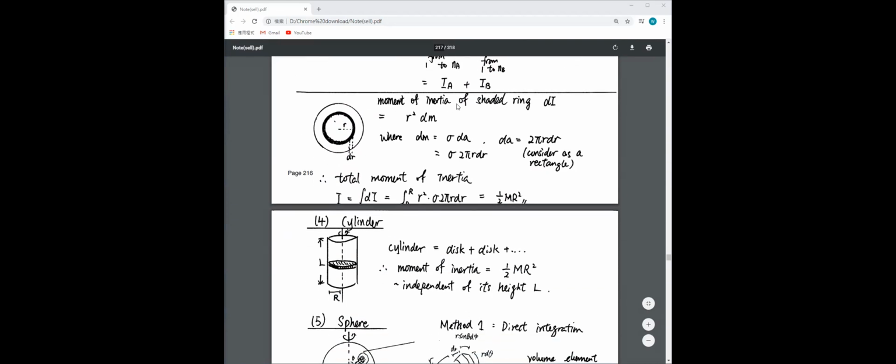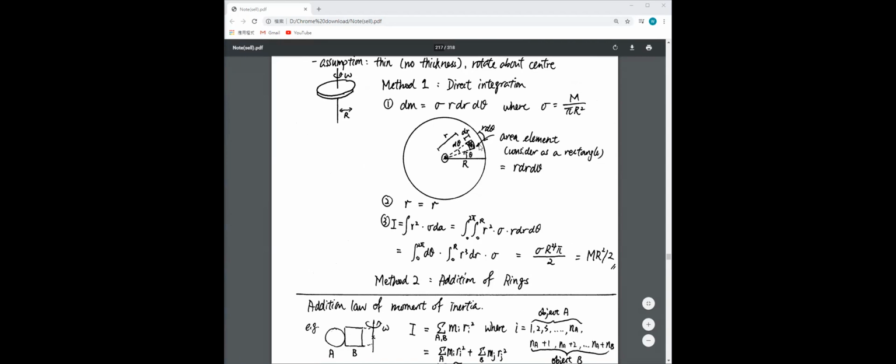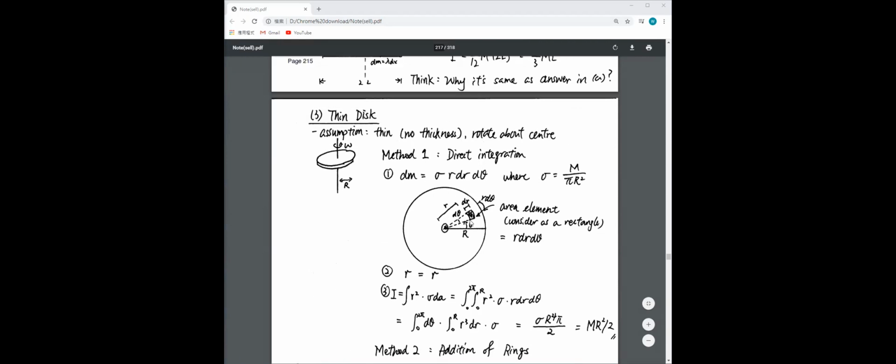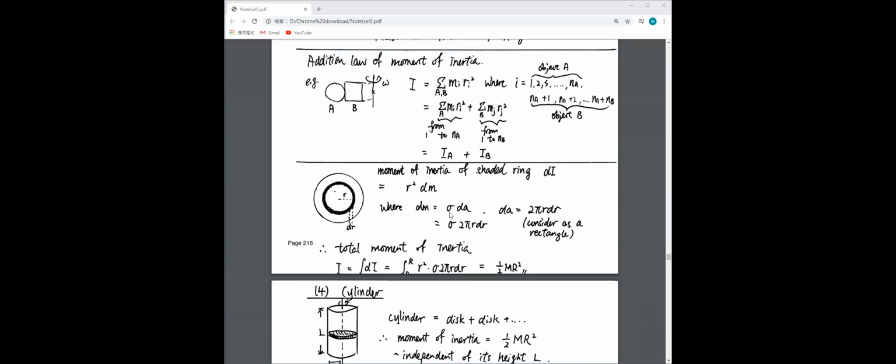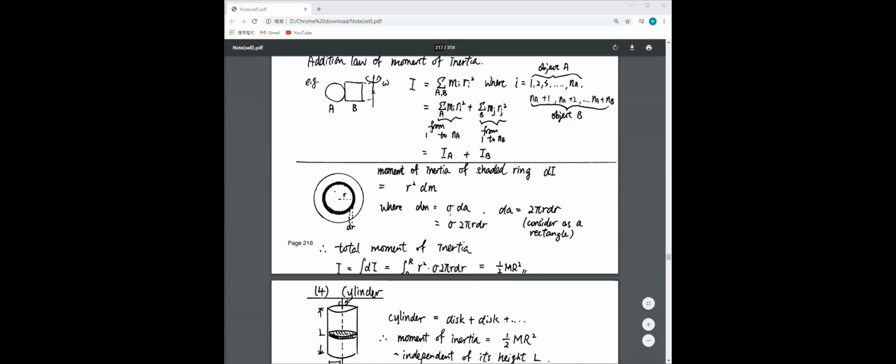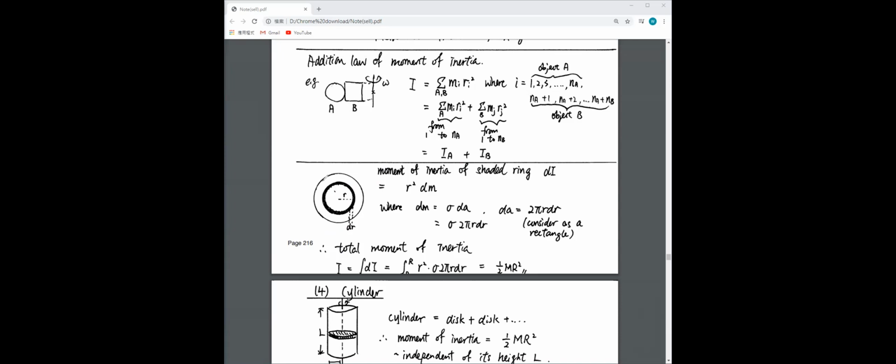If we look at the moment of inertia of the shaded ring here, we are not considering cutting the disk into small pieces. We are considering cutting the disk into small rings. For each ring, the mass is the area times sigma. So what is the area of this ring? It's 2 pi (r plus dr) minus 2 pi r, which is 2 pi r dr, times sigma.